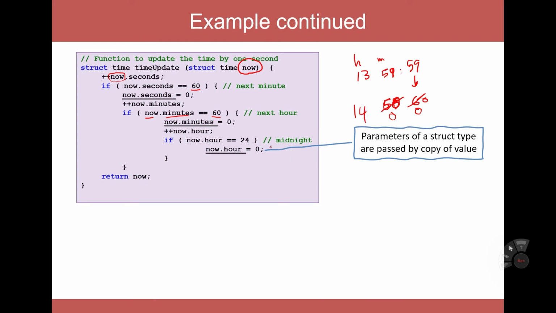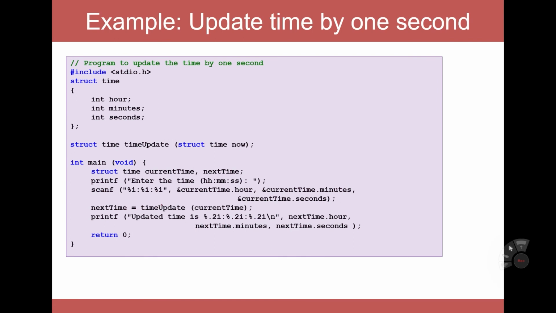And then after that, check the hour. If the hour is equal to 24, there is no 24, so make it 0. Okay? And then retain the now. That's it. Retain now again one more time. The retain now will come here and go out from the function.